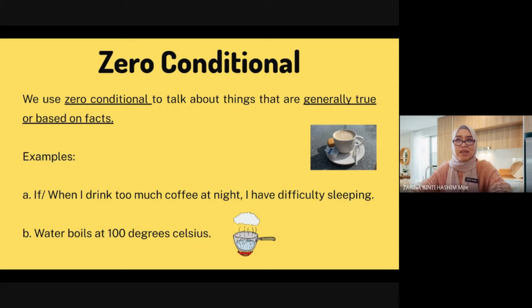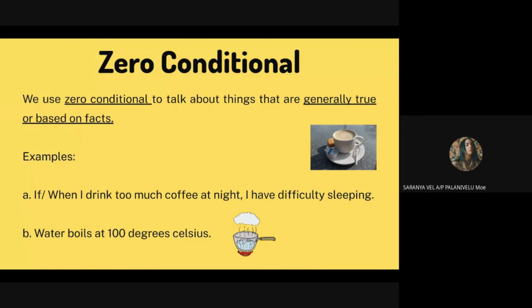You can turn that into: if you sleep 8 hours every day, you will be healthier, or you will be in good condition. So you can turn that into: if you sleep at least 8 hours per day, you will be in good condition. Like that. Okay, good.